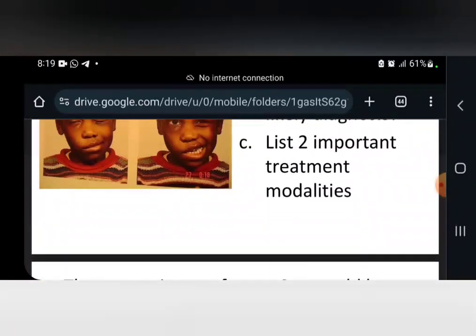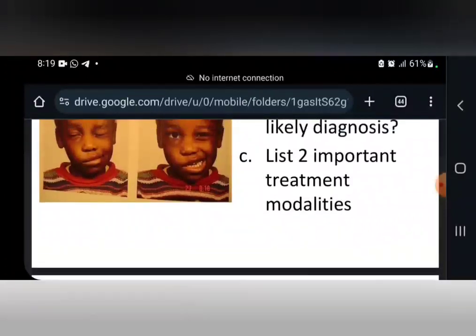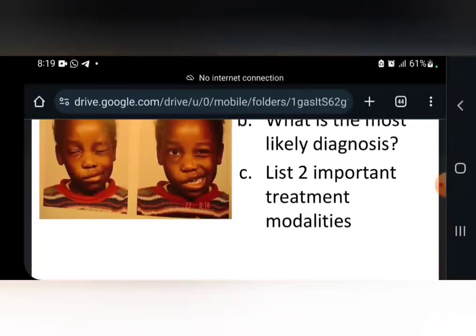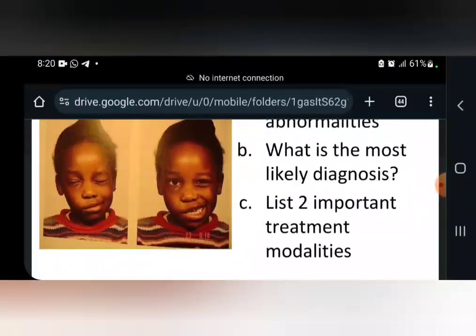Now, the next thing is list two important modalities of treatment. The important modalities of treatment here, the first one is medical measures. Medical measures: give artificial tears, and the artificial tears are particularly made up of cellulose. So we prescribe methyl cellulose to the patient, is it clear? To just make the eye lubricate. Is it clear? You prescribe artificial tears as medical measures, and then as interventional measure, you prescribe physiotherapy.